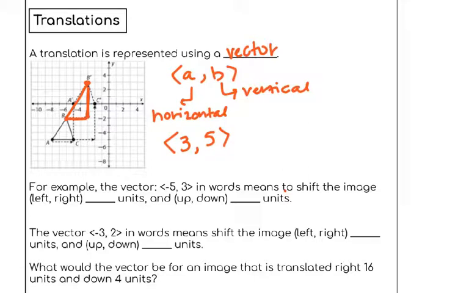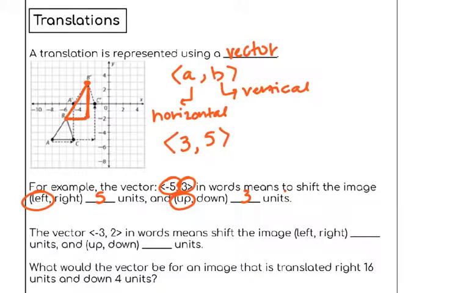So let's put that into some examples. For an example, the vector -5, 3 in words means to shift the image. Are we going to shift left or right? Well, is A positive or negative? It's negative. So we're going to shift to the left 5 units. Now we're going to look at 3. Is that positive or negative? Positive. So it's going to go upward 3 units. Okay, for our vector -5, 3.